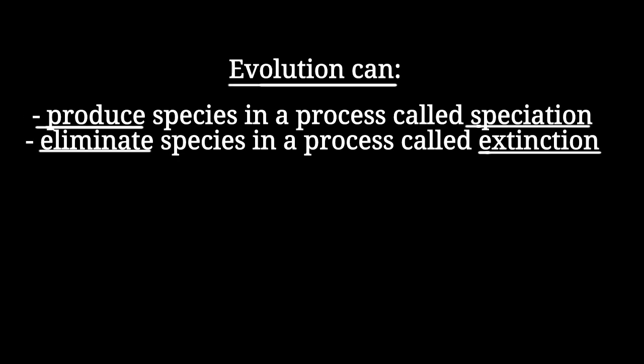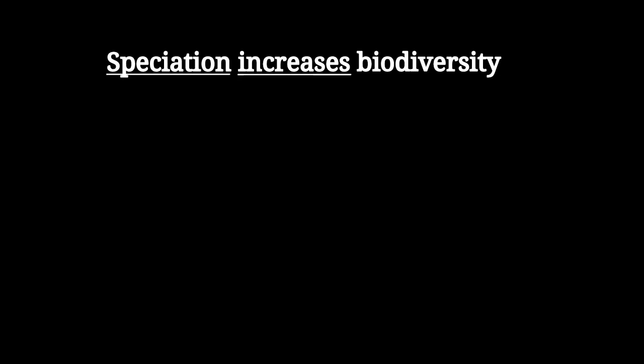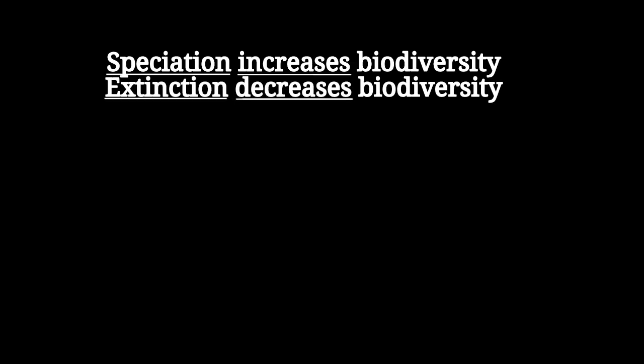Species can also be lost. This occurs in a process called extinction. Something important to understand is that speciation and extinction are twin engines. They control how diverse life on Earth is. This occurs in a continuous, ongoing process. Speciation increases biodiversity, whereas extinction decreases it.